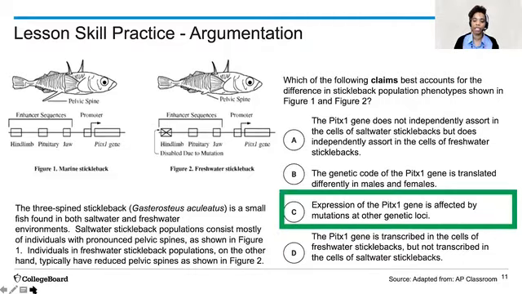Expression of the PTX1 gene is affected by mutations at other genetic loci. So they have the same gene, but in one of these fish, you're going to see a different phenotype because the regulatory sequence of DNA is mutated, and so that gene cannot be turned on in this individual organism.